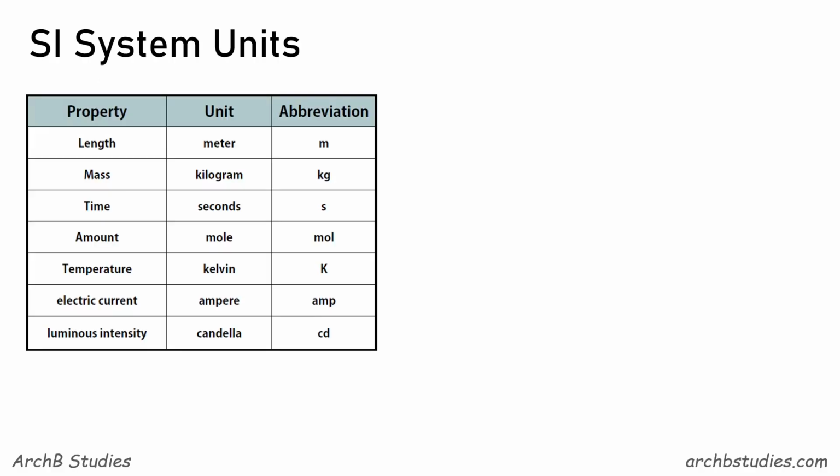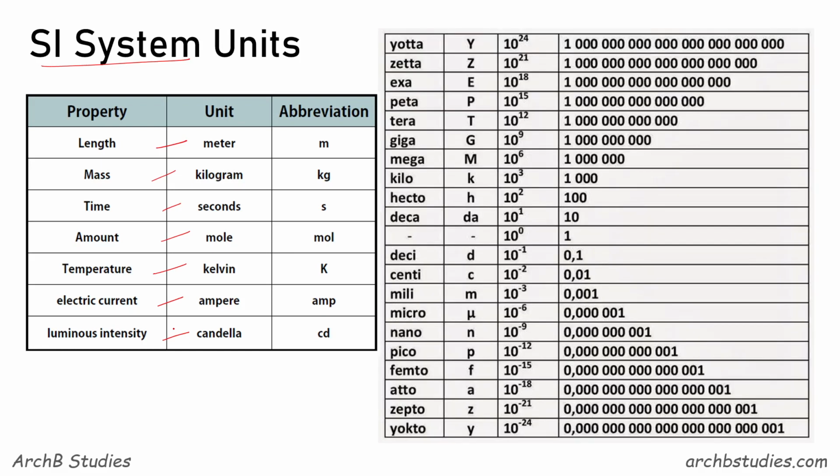First, we have the SI system of units, which is also called the international standard. In the SI system, length is measured in meters, mass in kilograms, time in seconds, amount in mole, temperature in Kelvin, electric current in ampere, and luminous intensity in candela. Now just think, if you multiply meters, what do you call it? And if you divide meters into so many parts, what do you call it? This can be done with the help of this conversion table.